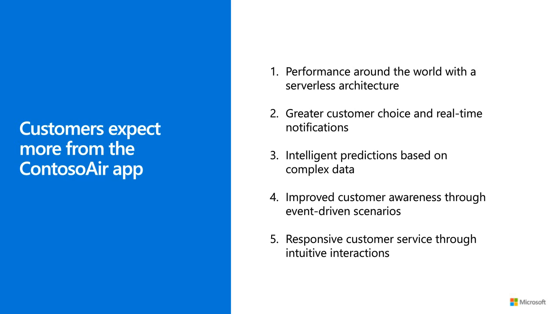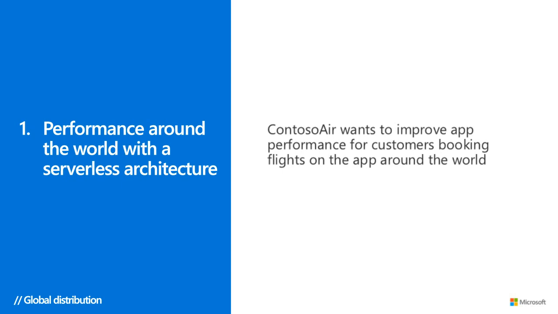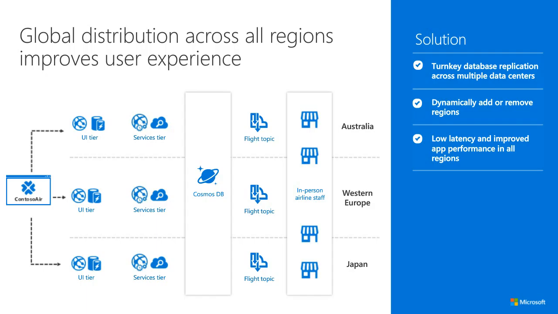And so one, performance around the world with a serverless architecture. Let's say Contoso Air wants to improve the application performance for customers booking flights on the application around the world. This is a goal for a lot of airlines as well as a lot of different users. You want to make your application as fast, as real time as possible so that as users interact with it, they have a much more pleasant and happier experience.